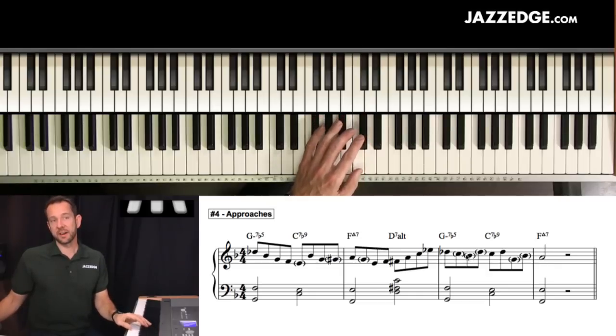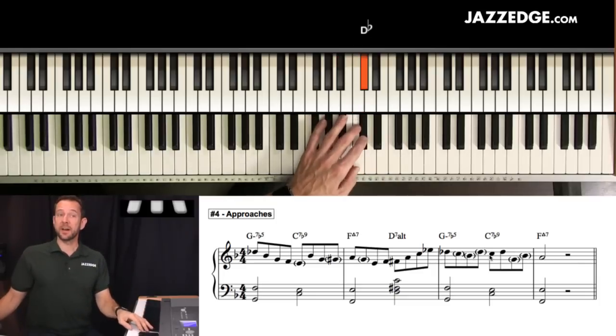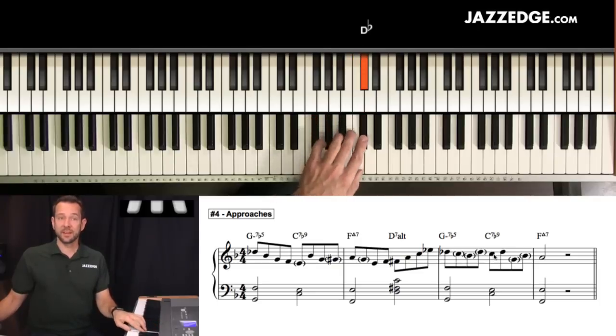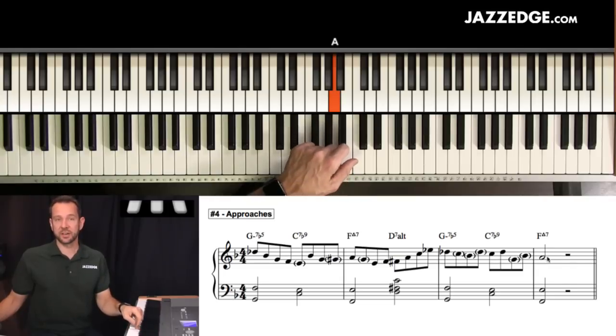And look at this right here. See this enclosure right here? So C is the target, right? So we hit the target, go down a whole step, but then a half step above, right? See this enclosure right here? A whole step below, half step above, down to the target, right?